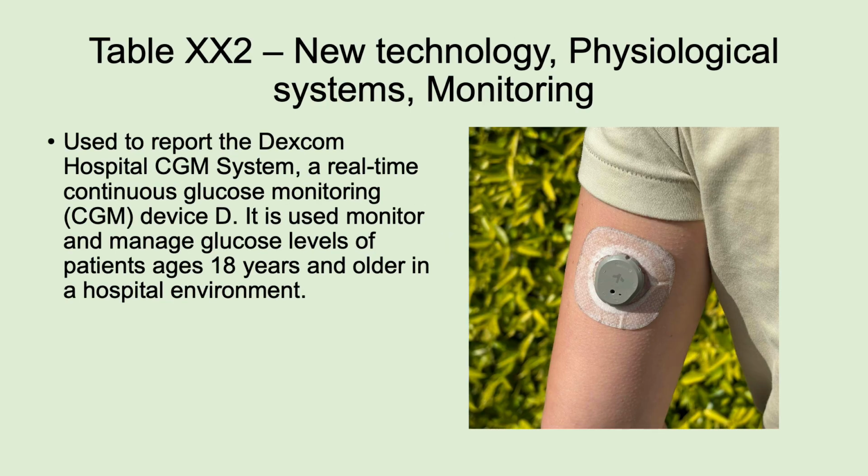So another device was added to table XX2, new technology physiological systems monitoring. And you can see this on the patient's arm. This is to report the Dexcom Hospital CGM system, a real-time continuous glucose monitoring device, device D. It is used to monitor and manage glucose levels of patients aged 18 and older in a hospital environment.